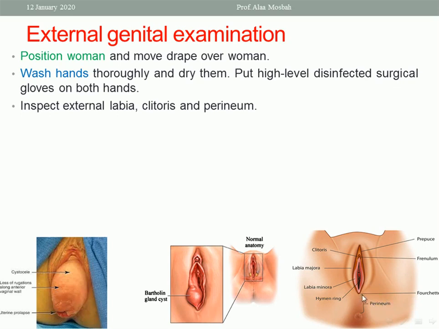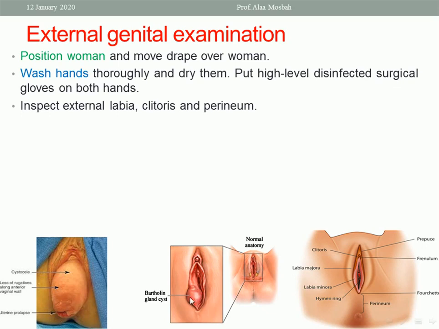Inspect the perineum for any injury, tear, or short perineum. Inspect the external anal sphincter for absence of corrugation around the sphincter, which means weakness of the sphincter. Any previous perineal tear, third degree or fourth degree, should be mentioned if present.